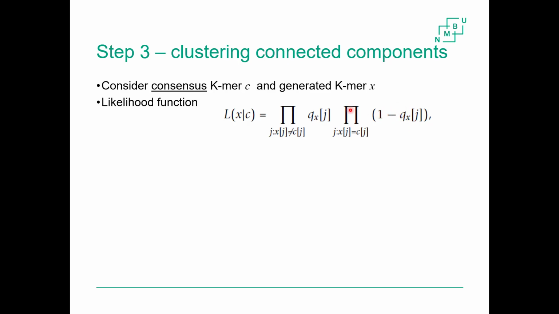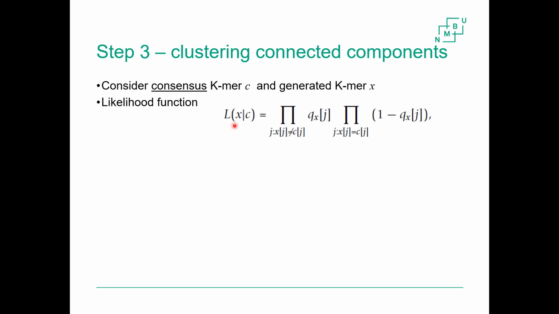And these capital pi's here mean product. If you're used to summation symbols, the sum, which is a big sigma, this is a product instead. So it means we multiply together these probabilities, either the probability of error or the probability of no error, depending on whether position number j is different from the consensus or not. So it's simply looping over all the positions, multiplying together, and then you get the likelihood.